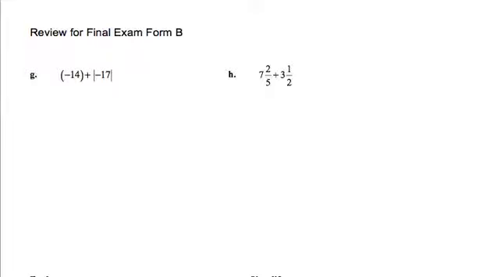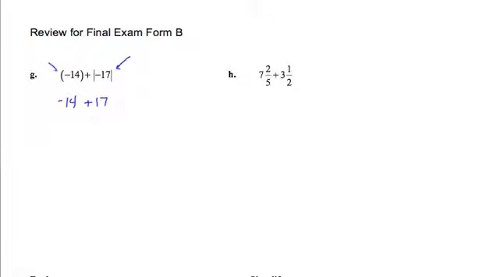So I'm trying to add these two numbers together, but notice I have an absolute value here. And so absolute value, we kind of consider that the same as parentheses in the order of operations. So I want to take the absolute value of negative 17 first. So I would say, okay, the absolute value of negative 17 is going to end up being positive 17. Then I'm going to add positive 17 to negative 14.